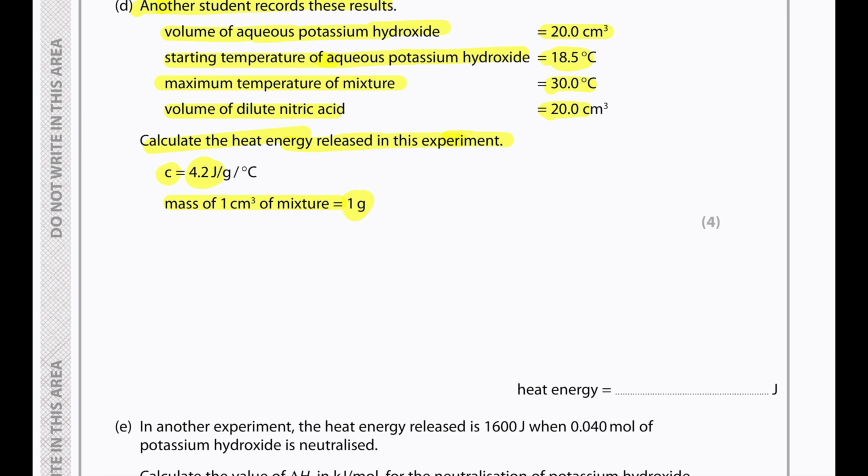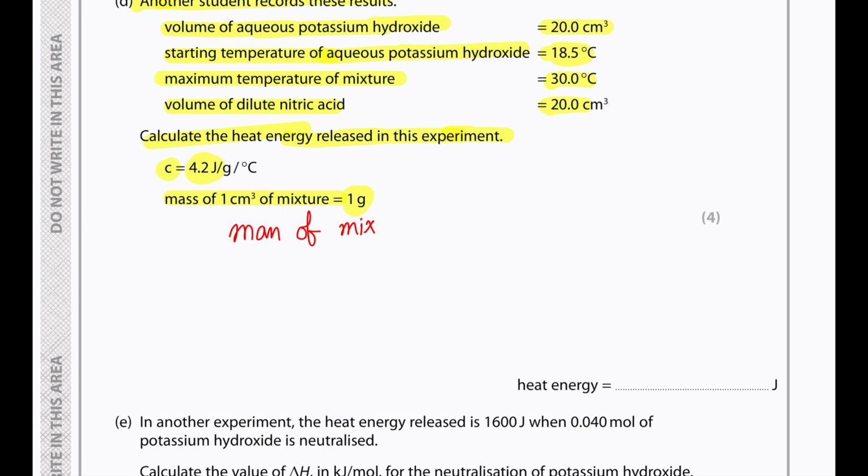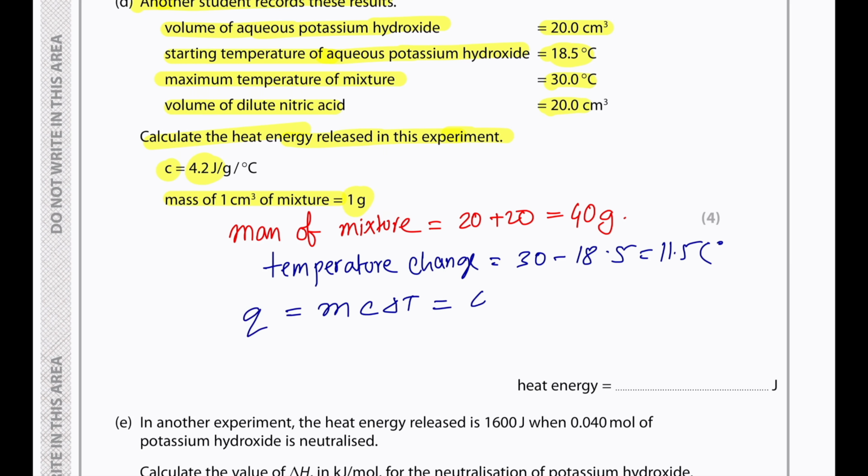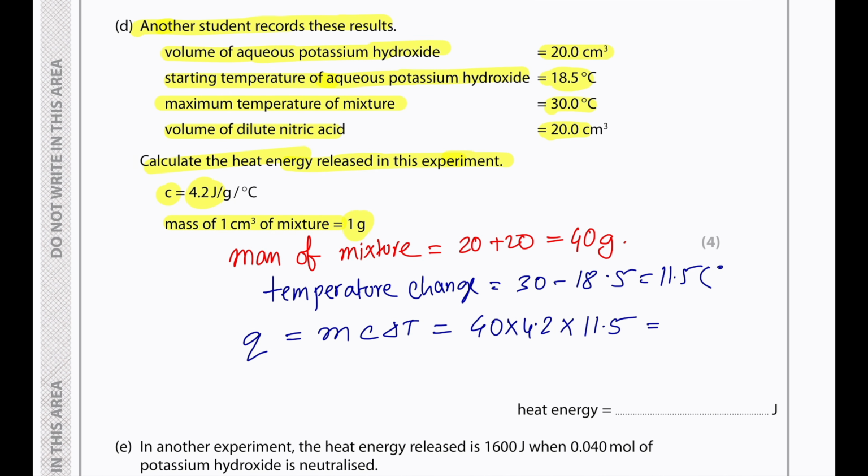To do these calculations, first of all, we will calculate the mass of the mixture. The mass of the mixture will be the 20 cm cube of nitric acid added to 20 cm cube of potassium hydroxide, so the total volume is 40 cm cube. Then we will have to calculate the temperature increase. The temperature increase is 30 minus 18.5 degrees Celsius, which gives us 11.5 degrees Celsius. Then we will substitute the values into Q equals m c delta T and calculate the heat energy that is released. The heat energy released we will receive in joules.